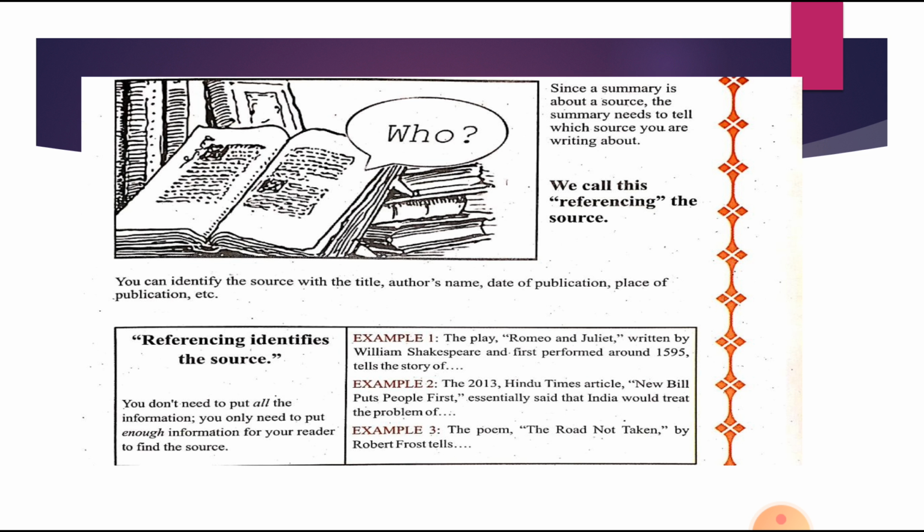In example 2, the 2013 Hindu Times article. They have written the year and then the Hindu Times article, and the title: New bill puts people's fight. Essentially said the Indian would treat the problem of, and so on. And the third example: the poem The Road Not Taken by Robert Frost tells us, so they have shown us all these things.